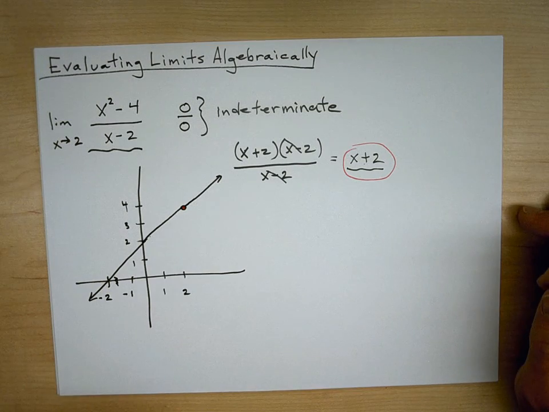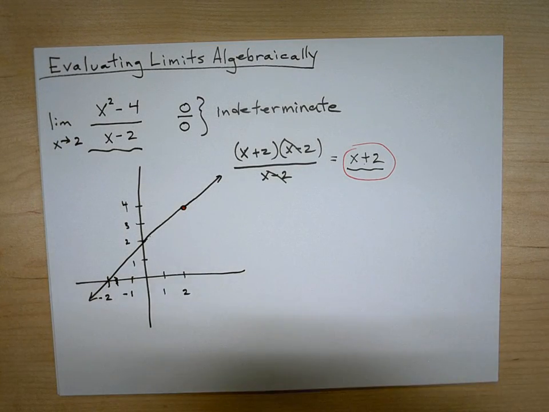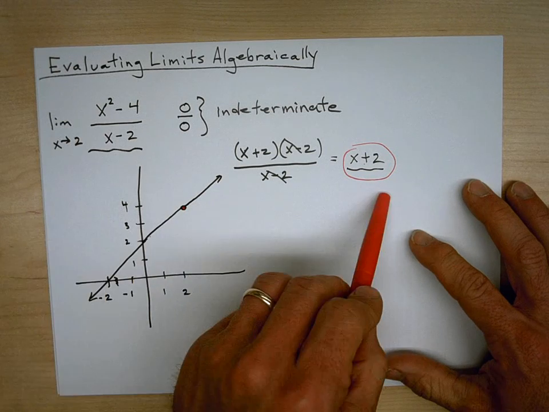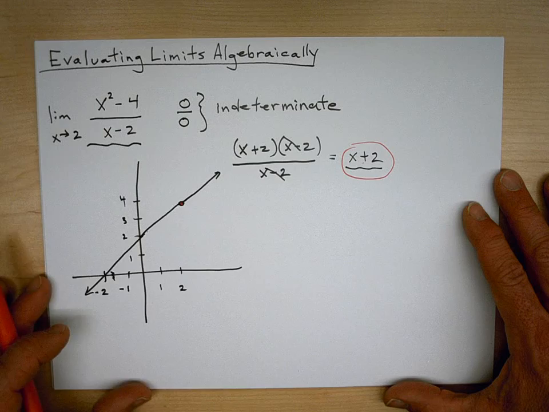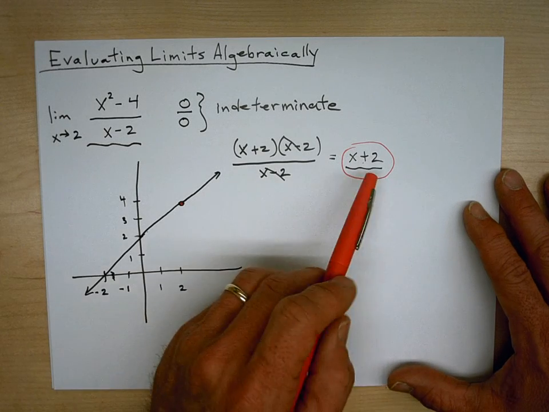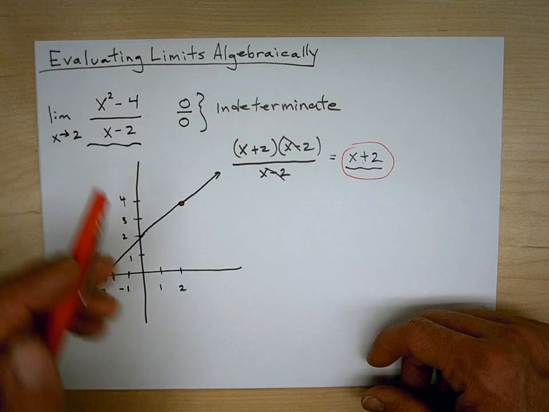I'm trying to really see what's the logic behind doing this, because I don't want this to be just a trick where you factor and cancel and boom, now I can put 2 in where I couldn't put 2 in before.